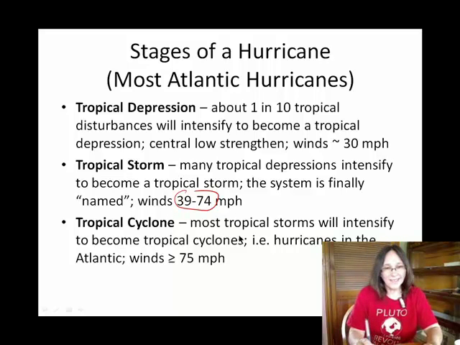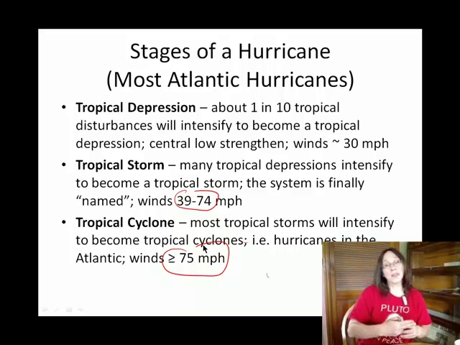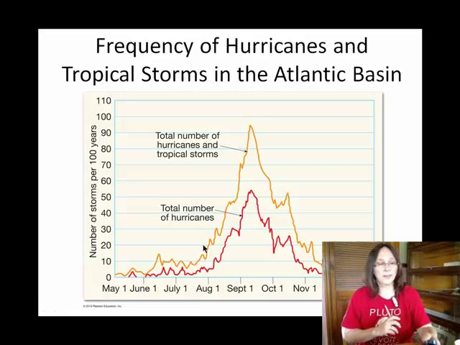Not quite hurricanes. If the wind is at least 75 miles per hour or greater, then it is upgraded from a tropical storm. In our neck of the woods, we would then call it a hurricane. Other folks would call it typhoons. Other folks would call it cyclones, okay? But it is officially a tropical cyclone that is upgraded.